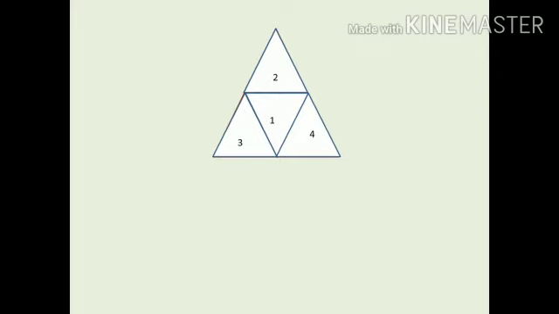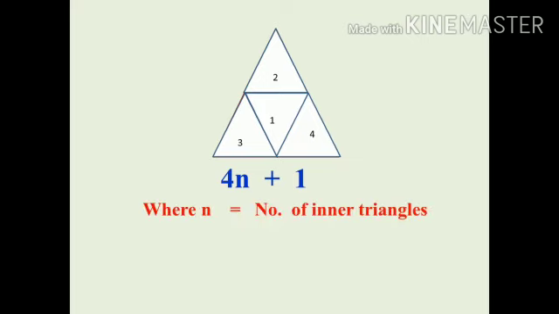The formula is 4n plus 1, where n equal to number of inner triangles. So in this image we are having only one triangle. So if we substitute n equal to 1 in this formula, we will get 4n plus 1 equal to 4 into 1 plus 1, that is 5. So the total number of triangles in this image is equal to 5. It's a very easy formula.